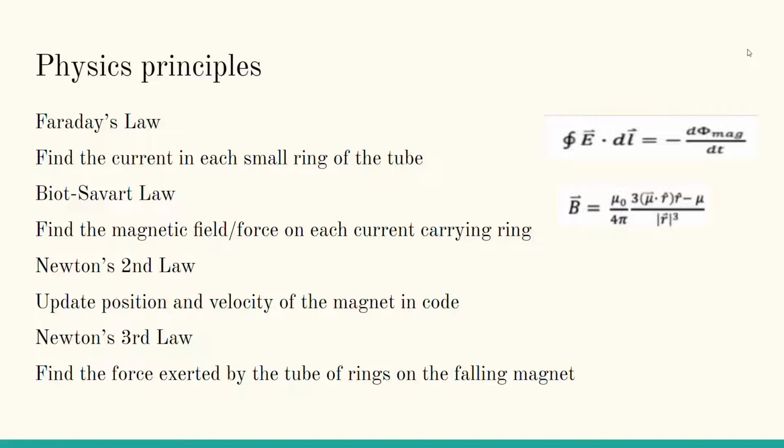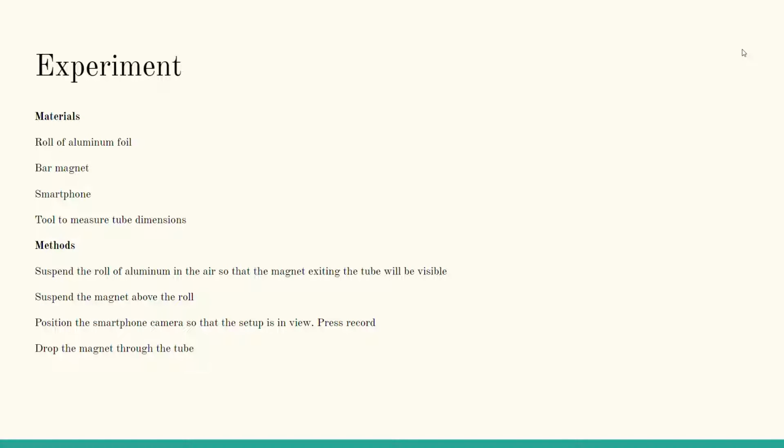on the falling magnet. So for this experiment, we need a roll of aluminum foil, a bar magnet, a smartphone, and a tool to measure the tube distance. The method that we use is we suspend the roll of aluminum in the air so that the magnet exiting the tube will be visible. We suspend the magnet above the roll, position the smartphone camera so that the setup is in view, and press record. We then drop the magnet through the tube.